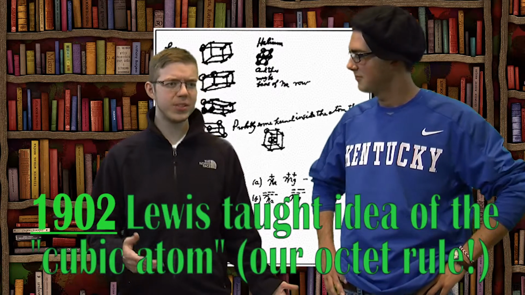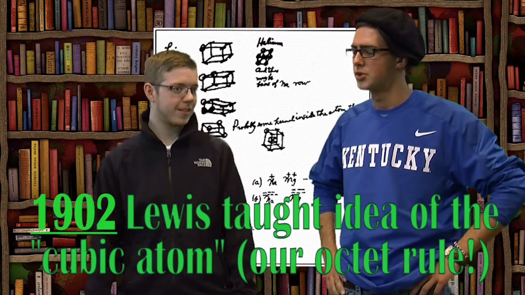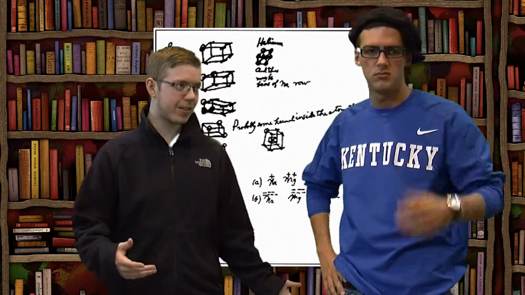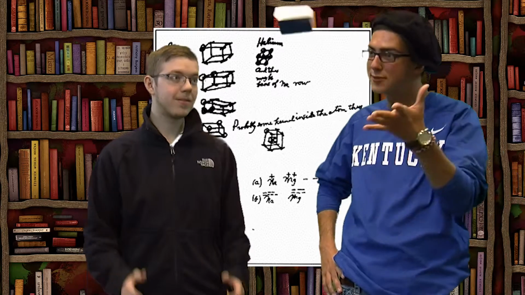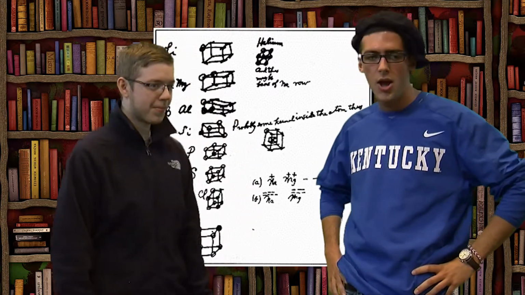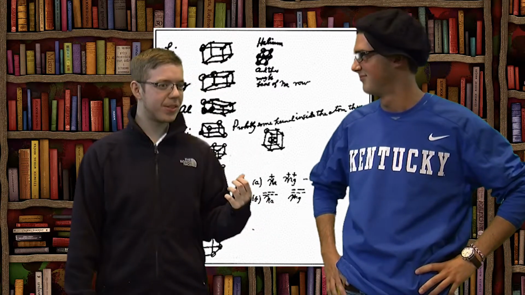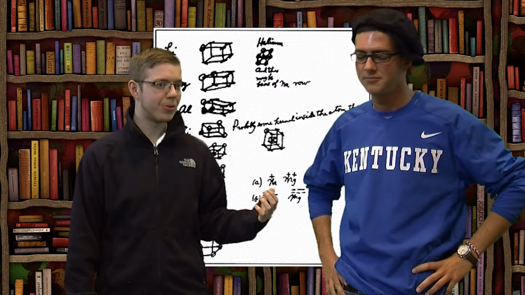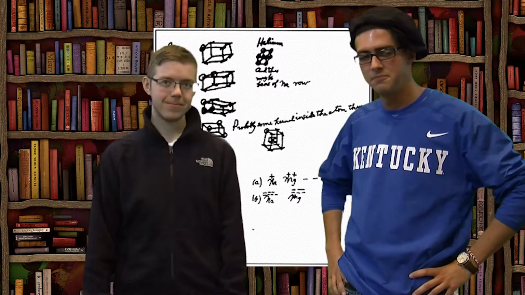In 1902, Lewis illustrated valence electrons by using his idea of the cubic atom. So you mean like today's octet rule? Exactly. 8 corners in a cube, 8 electrons. Oh, so kind of like this box of soap? No. More like this, actually. Oh, it looks like a first grader drew that. That's the original drawing of the cubic atom that Lewis showed in 1902. See the concentric cubes? Makes more sense now.